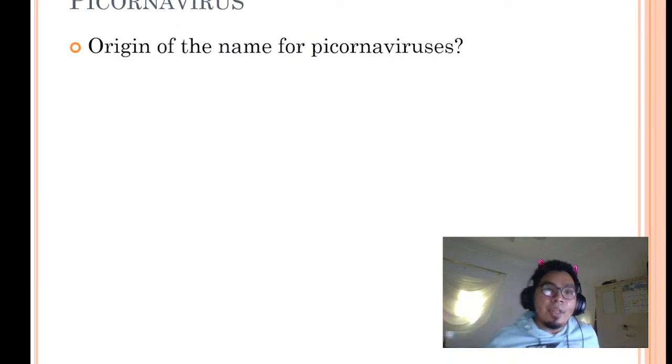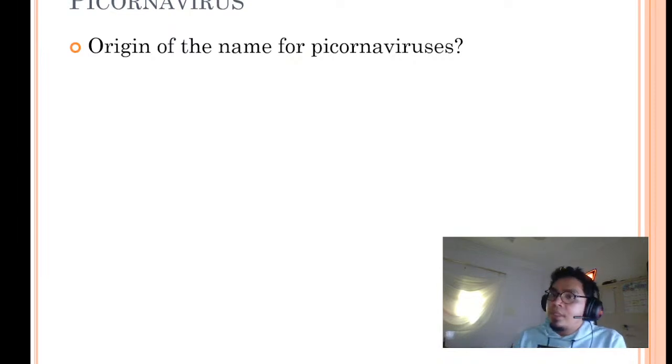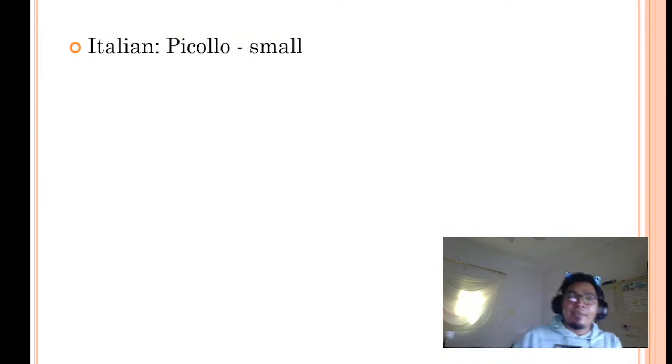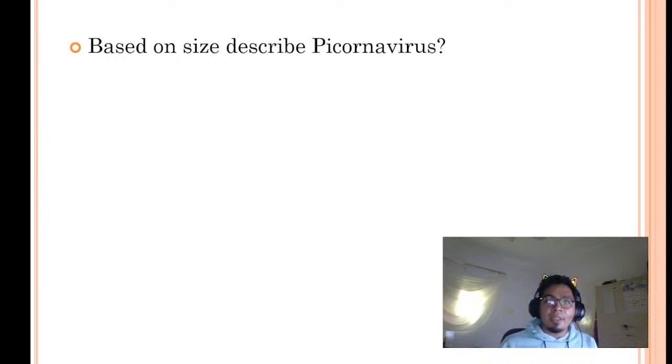Okay, so the origin of the name for picornaviruses is the piccolo. Why do they call it a piccolo? Because it's small. It's Italian for small. It was discovered by an Italian virologist. I forgot his name. I didn't write it, but it was discovered by an Italian virologist. He named it a piccolo because it's a small virus. Based on size, it is the smallest RNA virus.